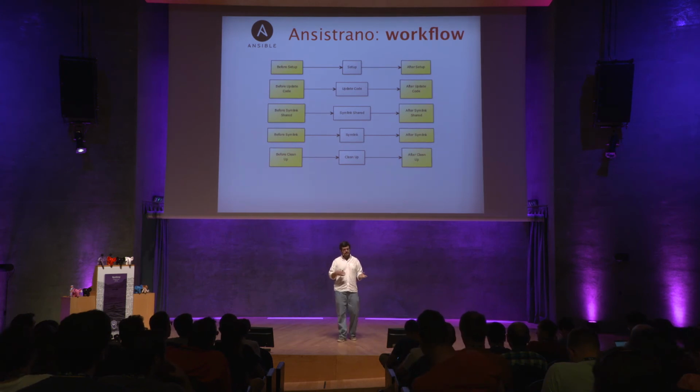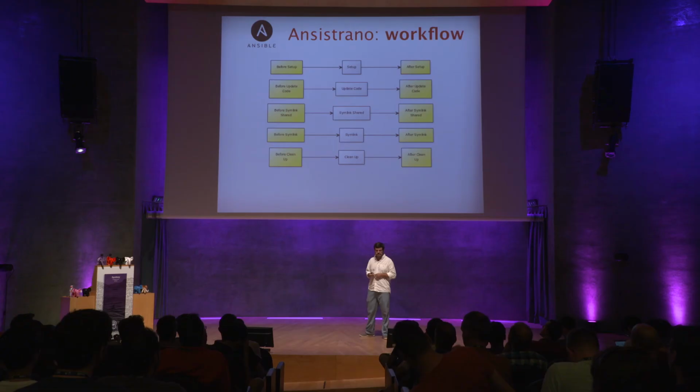And before and after each of these steps, we have hooks that we can use to perform custom operations that we may require. And this is how the Ansistrano Symfony Deploy role hooks into Ansistrano. And this is how you can extend what Ansistrano is doing.